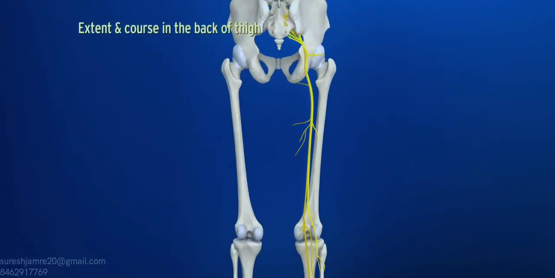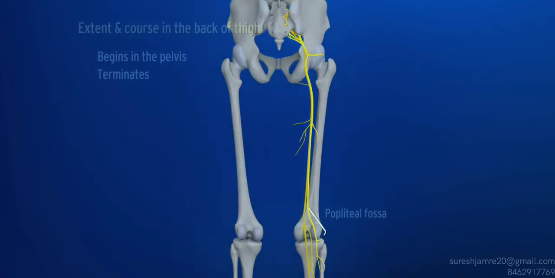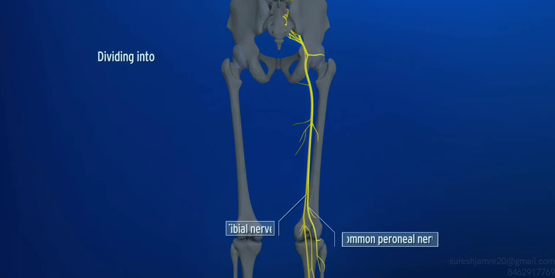Extent and course in the back of thigh. It begins in the pelvis and terminates at or just above the superior angle of the popliteal fossa by dividing into tibial and common peroneal nerve.